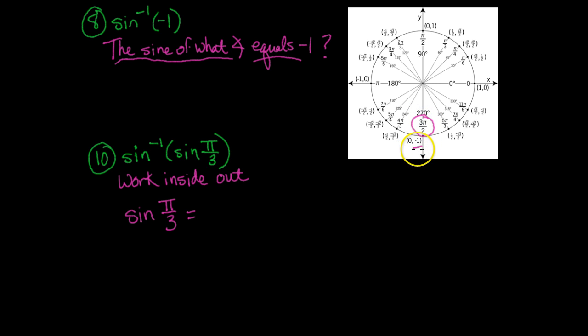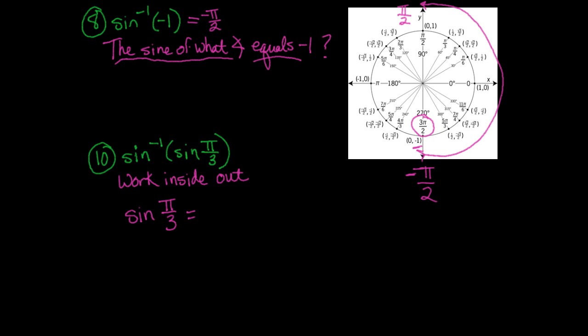But 3 pi over 2 is not in our range. Remember, going back to the graph, we're going from -pi over 2 up to pi over 2. So that's what sine inverse is defined on. So you have to give an angle from -pi over 2 up to pi over 2. Okay, so then you say, all right, well, the answer would be that it's equal to -pi over 2.